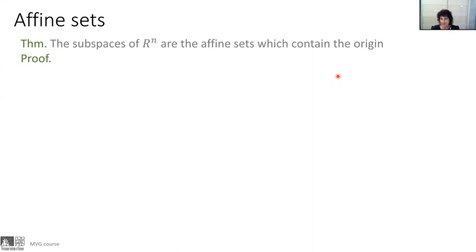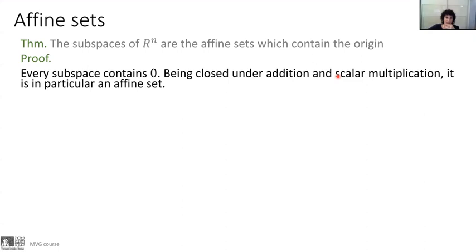Actually, the affine sets are something that all of us are familiar with. What are affine sets? Affine sets are shifted subspaces. This is a theorem that says that the subspaces of R^n are the affine sets which contain the origin. Affine sets are more general in the sense that we can take a subspace, shift it, and get an affine set. That's the whole idea behind affine sets. So let's first prove this theorem.